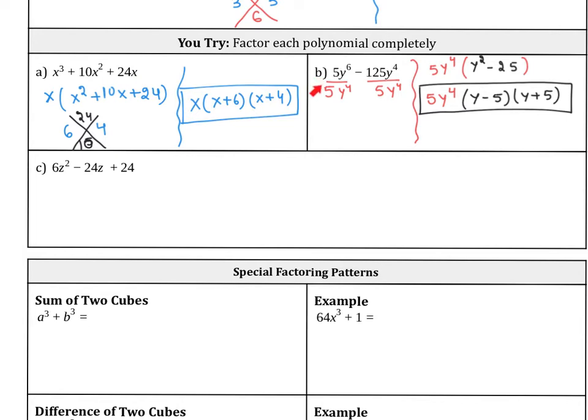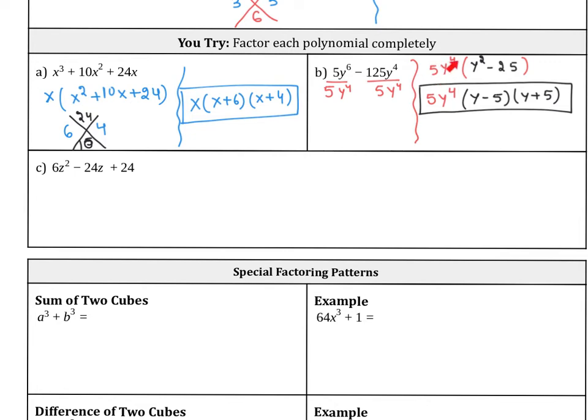The common monomial for this polynomial is 5y to the 4. They both can be divided by 5, and they both can be divided by y to the 4. So the common monomial will be outside. Inside the bracket, 5 is gone, y to the 4 is gone, you're left with y squared. And here 125 divided by 5 is 25. y to the 4 divided by y to the 4 is just 1. So we just write 25.